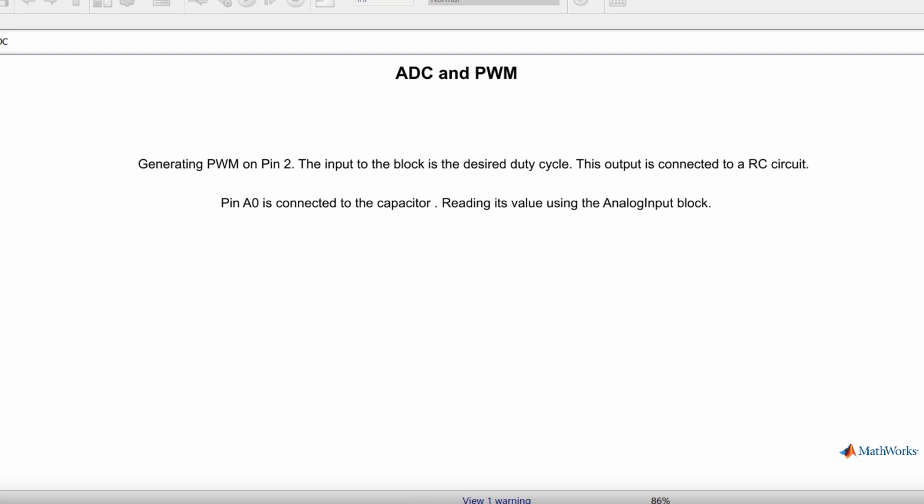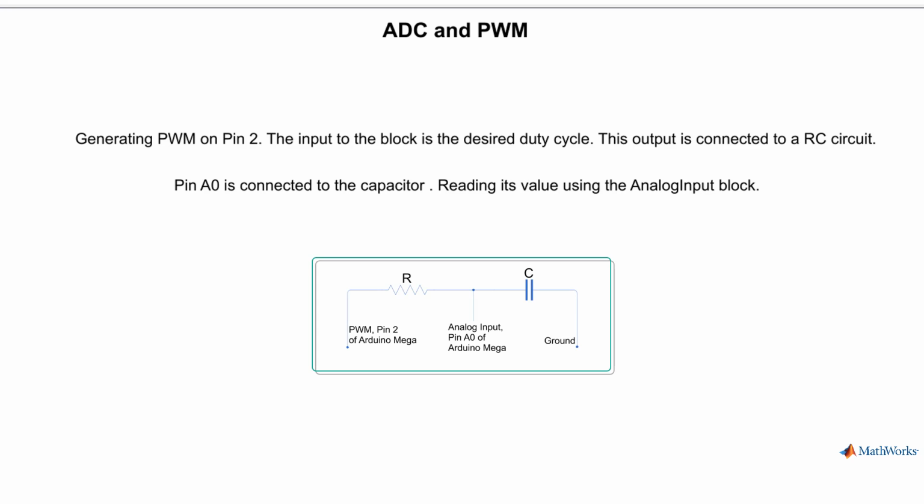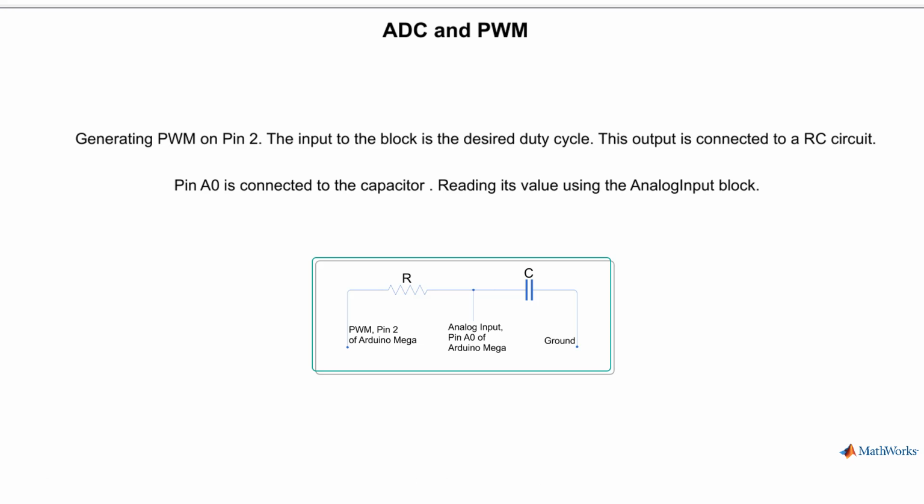My next demo is for the ADC and PWM peripherals. I would first be generating PWM on my board. The output from the board has been connected to an RC circuit. The frequency of the PWM is set high so that the voltage across the capacitor would be the average voltage of the PWM wave. This voltage can be read using an analog input block. Pin A0 has been connected to the capacitor for this purpose.